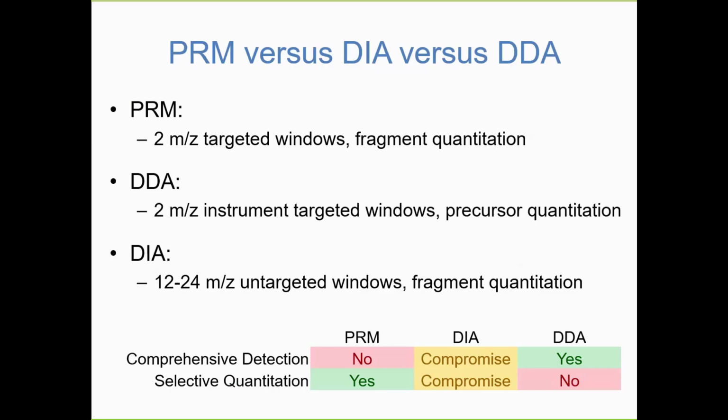DIA, on the other hand, tries to do a bit of both. It tries to do comprehensive detection as well as the sort of selective quantitation that you get with fragment ions, but at a compromise. With DIA, the only way to scan across an entire proteome's worth of peptides using untargeted windows is to make them pretty large. So we're talking 12 to 24 m/z wide untargeted windows. And that makes it much more complicated to do detection, and thus it's not quite as comprehensive, and the quantitation is more challenging because of all of the interference from these wider windows. That said, we are able to achieve fragment level quantitation similar to with PRM.